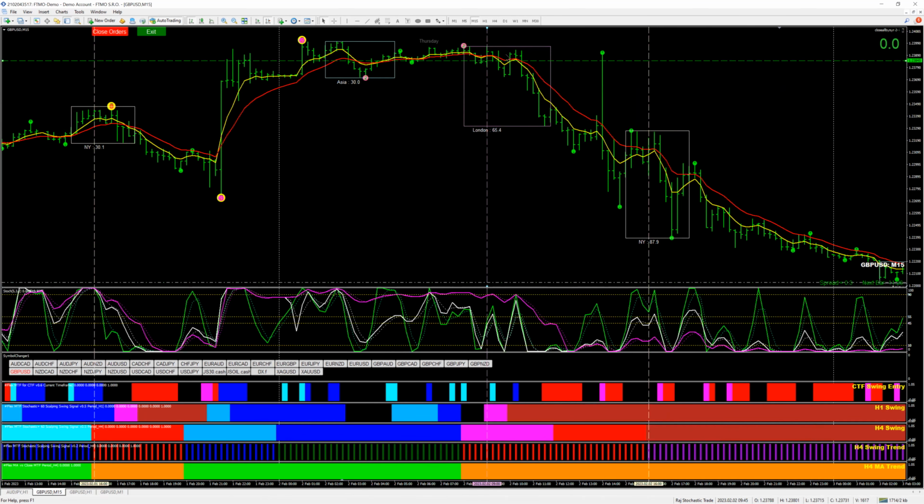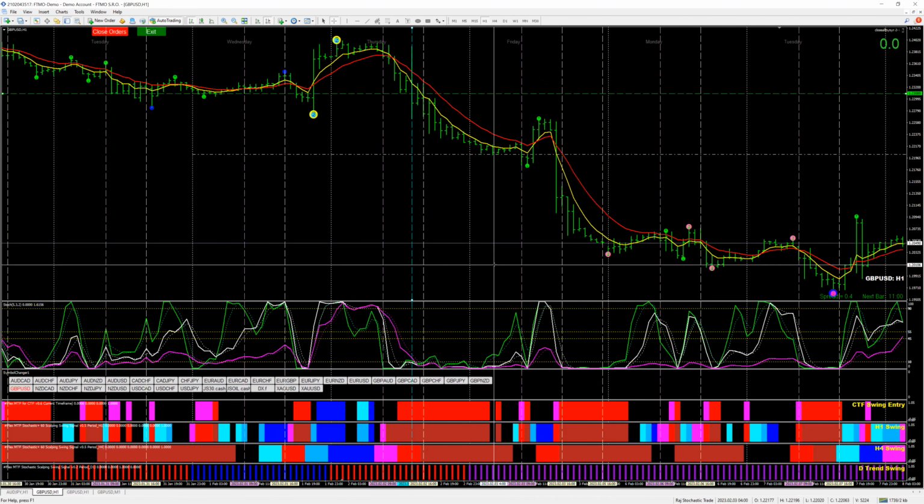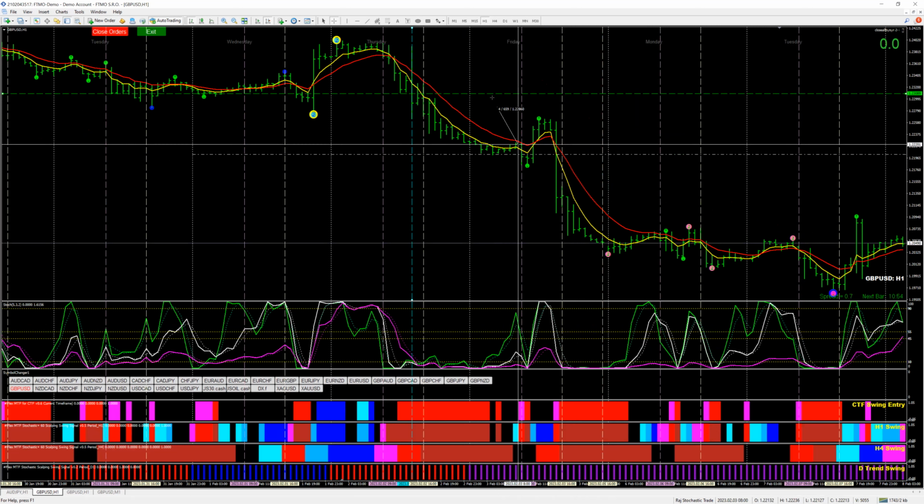And trying to see where the entry is. The entry is right there. Now again, not a good entry. Here's your entry. Okay, and go back to the H1. H4 goes out of sync here.